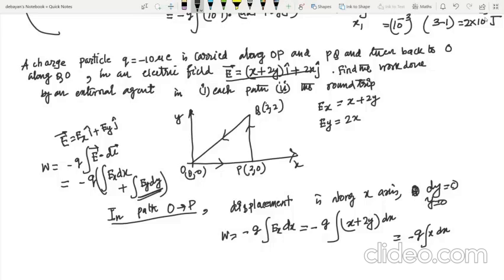The value of x goes from 0 to 2. If we do this integration, the value of q is 10 microcoulomb, and the integration gives x square by 2, so it is 2 because you have to put in the value 2. The result is 20 into 10 to the minus 6 joule, which we found when moving along the path from O to P.